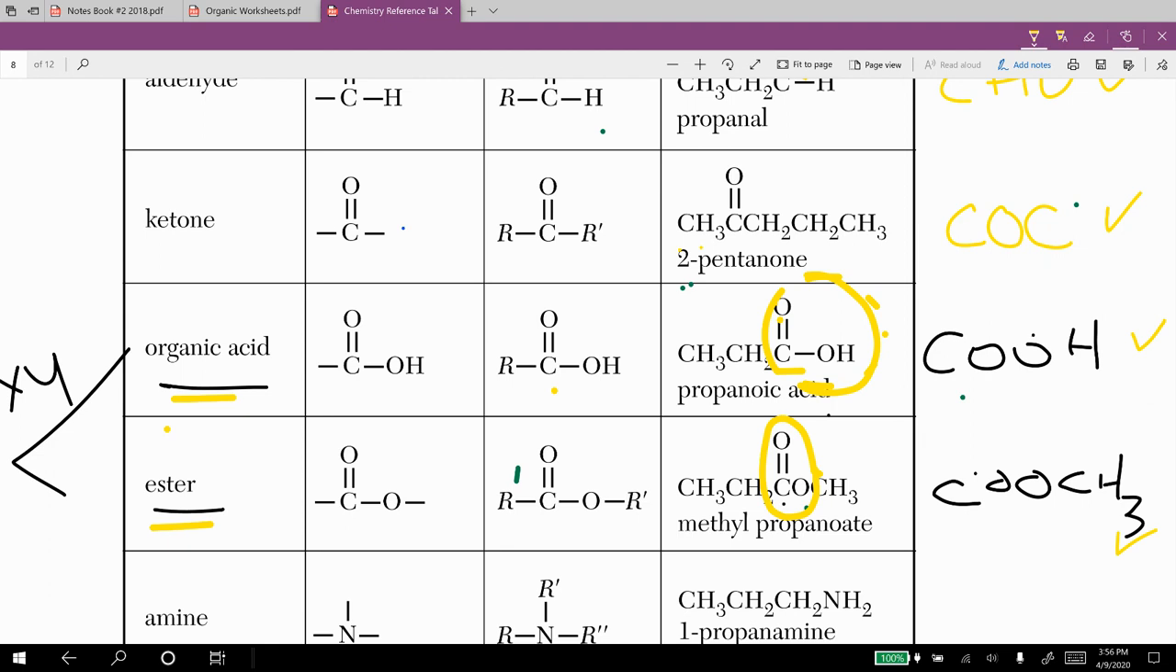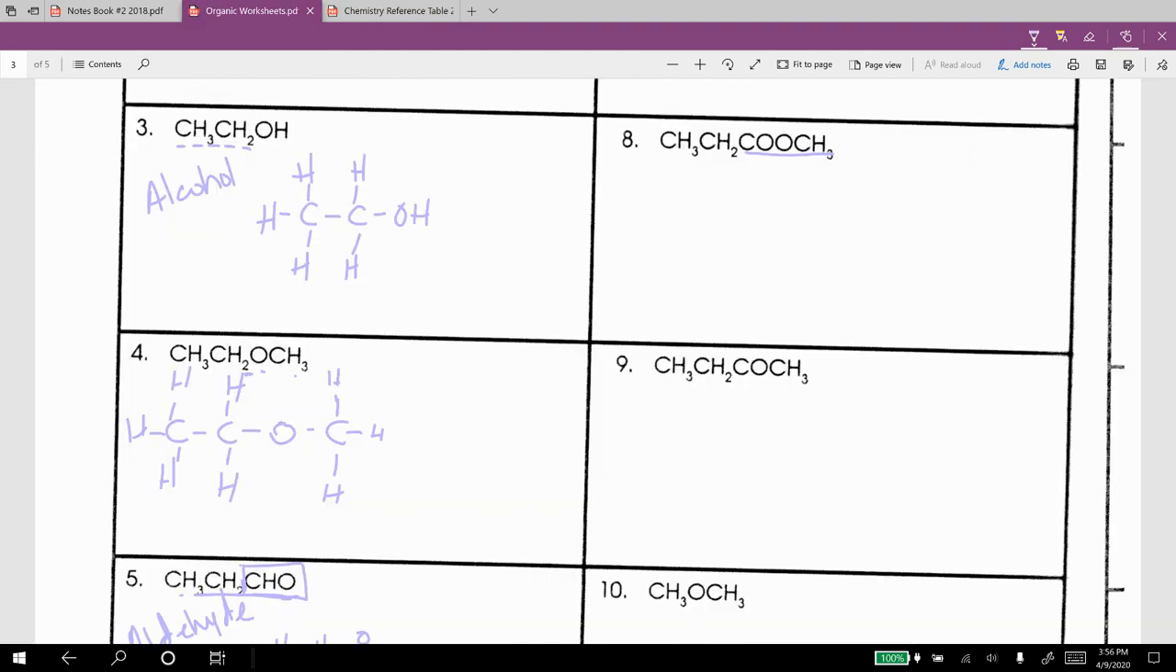When I go back to my worksheet, I have COO and now I have the CH3. So I have the COO, but instead of an H, I've got a carbon. That means that instead of the OH, I have a carbon, and that's going to make this an ester. So then let's draw this out. CH3.